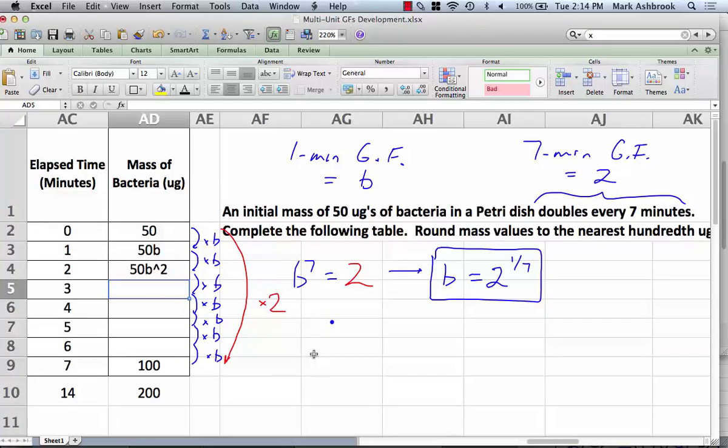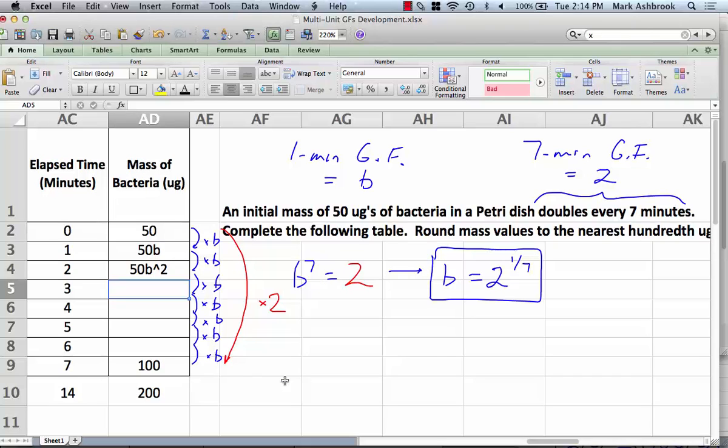But this should make sense. You should be able to do this. You should be able to reason that if we multiply by B 7 times, that's equivalent to multiplying by 2 once because of what's given in the problem. And therefore, to solve for B, you're going to take the 1/7 root of 2. Okay, so, yeah, go ahead.